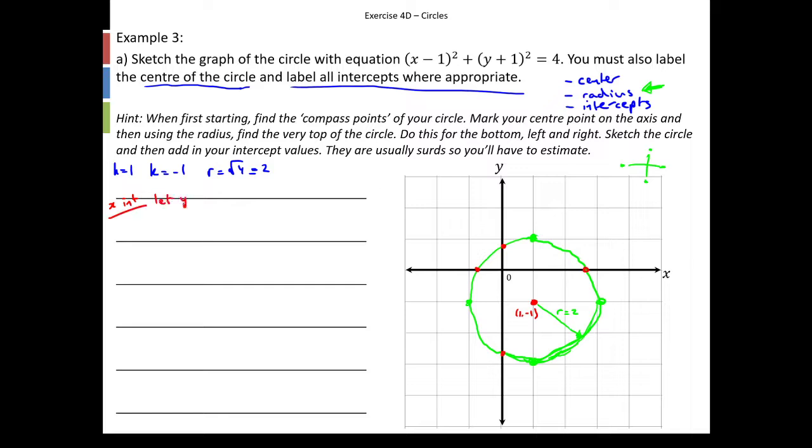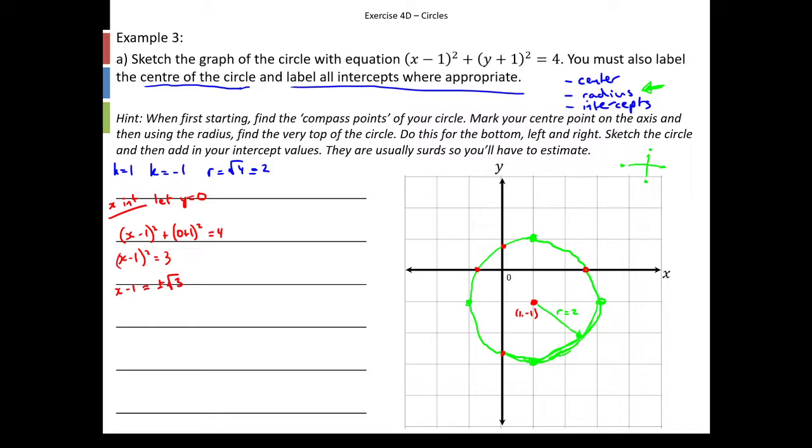So we let y equal 0 like normal. So we get x minus 1 all squared plus 0 plus 1 squared equals 4. x minus 1 all squared equals 4 minus 1 squared, which is 3. So x minus 1 equals plus or minus the square root of 3.